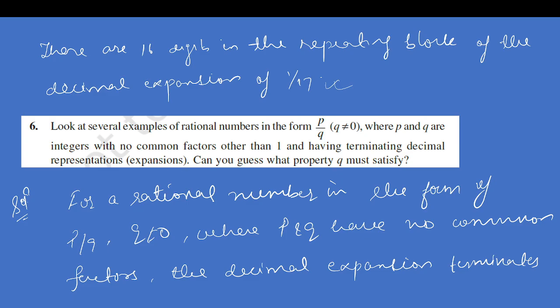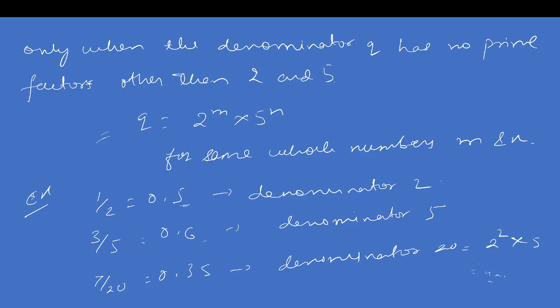So when will it be terminating? This is the property. When q is equal to 2 to the power m into 5 to the power n, it will be terminating only when the denominator q has no prime factor other than 2 and 5. Okay, for any whole number, you can write the number like this.